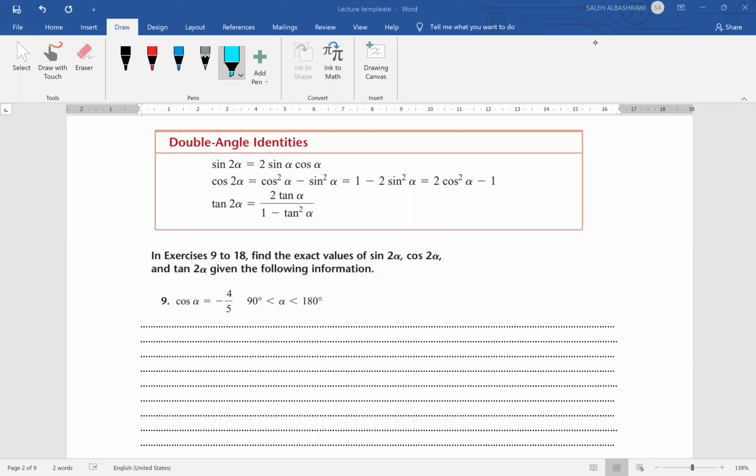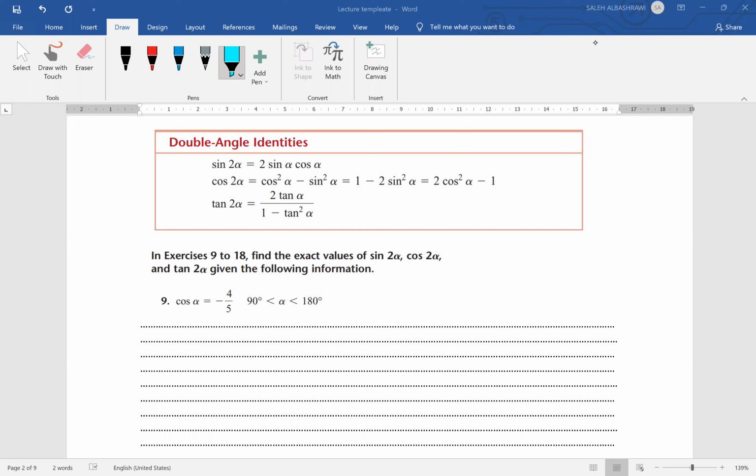We said that for the double angle identities, we have three main identities. These are sine 2 alpha, which is equal to 2 sine alpha cosine alpha. Cosine 2 alpha has three forms. It can be written as cosine square alpha minus sine square alpha, or it is equal to 1 minus 2 sine square alpha, or it can be written as 2 cosine square alpha minus 1. For tangent 2 alpha, it is equal to 2 tangent alpha divided by 1 minus tangent square alpha.